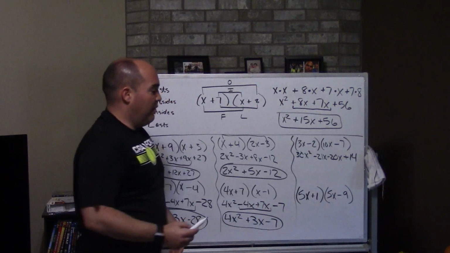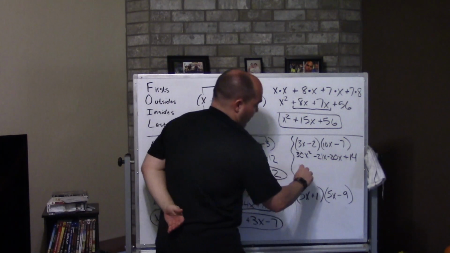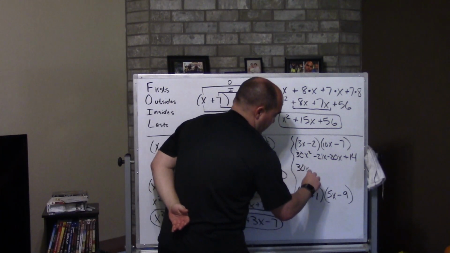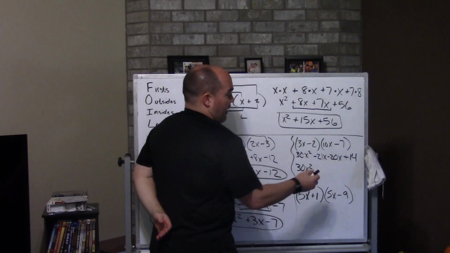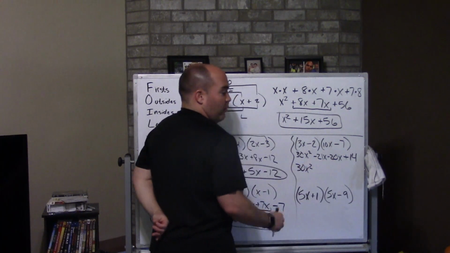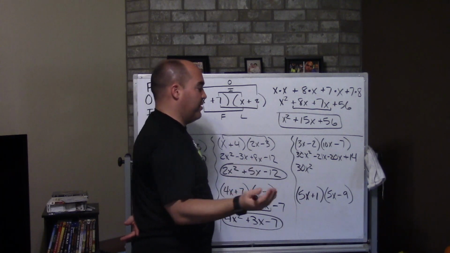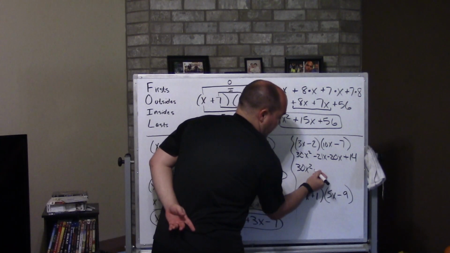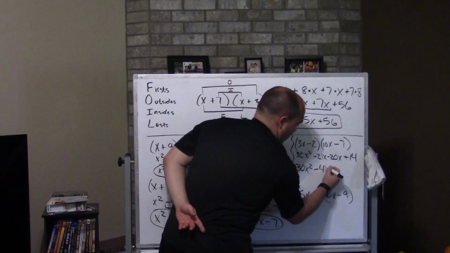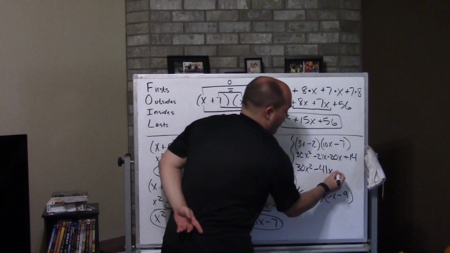Okay, once again, my like terms are in the middle. So I've got 30x squared. I've got a negative 21 and a negative 20. So since both signs are negative, I'm going to add those numbers together. So it's just 20 plus 21, and then I'm going to keep the sign. So that's going to be negative 41x, and then I've got plus 14.